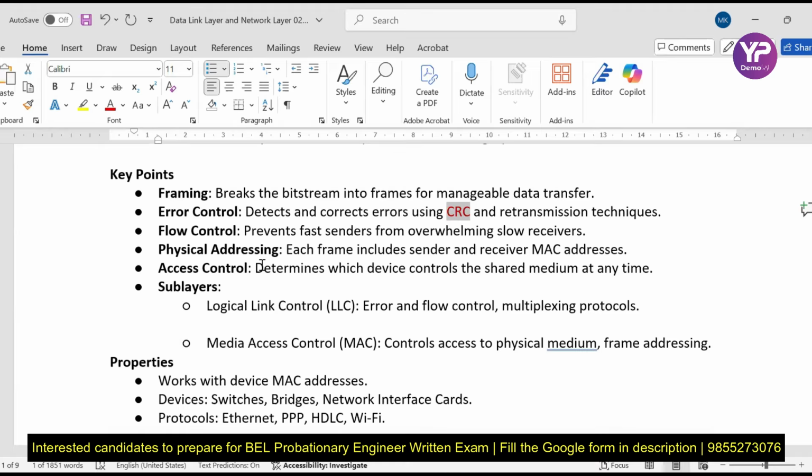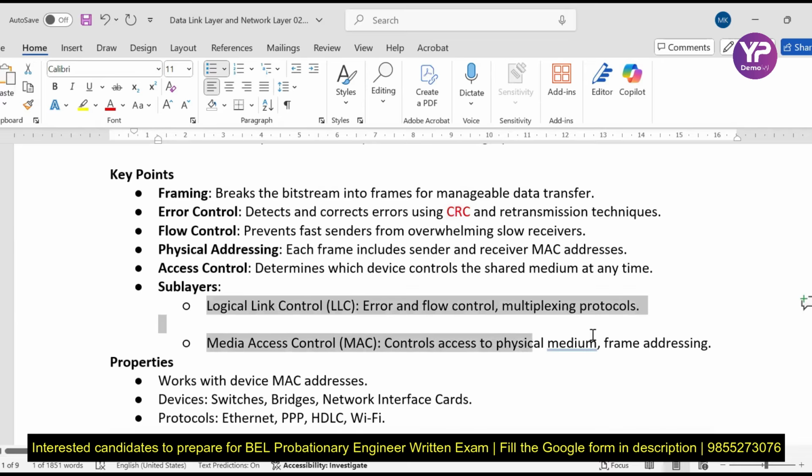Yes. Then who can share the medium? Who can access the medium? That is also done by data link layer. So this is very important.